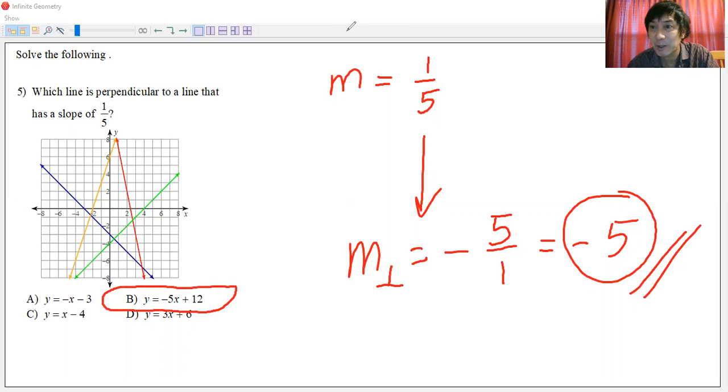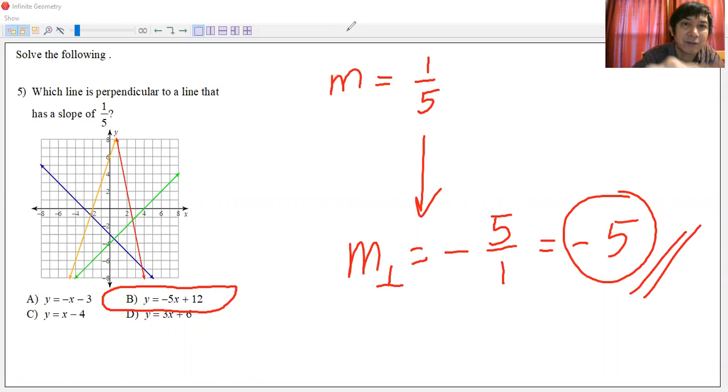So that's the answer. This particular line is perpendicular to a line with a slope of 1/5. It must be -5/1, or simply -5. So letter B is the answer. Letter B is the answer.